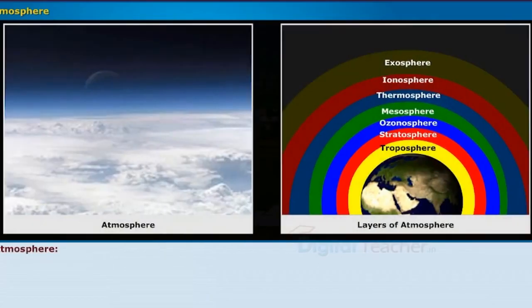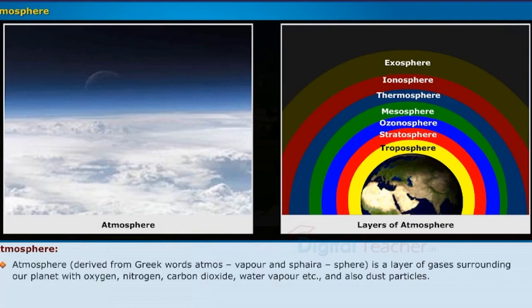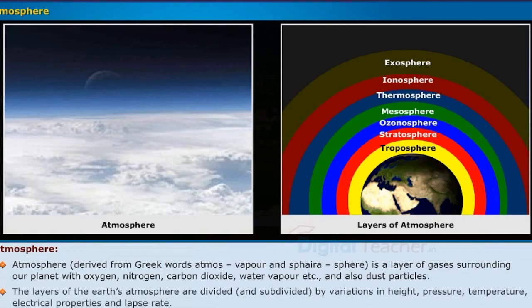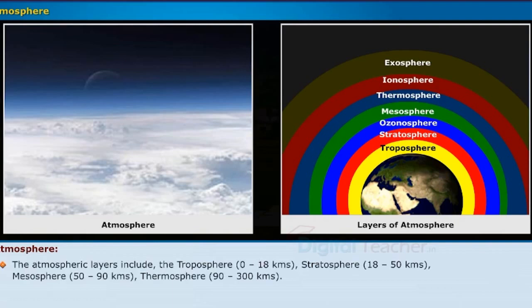Now, let us look at the atmosphere. The atmosphere, derived from the Greek words atmos, vapor, and spira, sphere, is a layer of gases surrounding our planet with oxygen, nitrogen, carbon dioxide, water vapor, etc., and also dust particles. The layers of Earth's atmosphere are divided and subdivided by variations in height, pressure, temperature, electrical properties, and lapse rate. The atmospheric layers include the troposphere, 0 to 18 kilometers, stratosphere, 18 to 50 kilometers, mesosphere, 50 to 90 kilometers, and thermosphere, 90 to 300 kilometers.